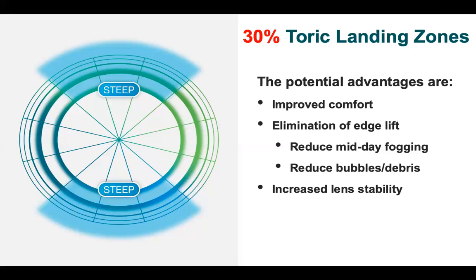Las ventajas de poder adaptar un lente con aterrizaje tórico es el mejorar la comodidad del lente, la eliminación del edge lift o el levantamiento del lente, que esto a su vez nos va a reducir el midday fogging o cuando se emborrona a mediodía, y poder reducir burbujas o debris adentro del lente. Y lo mejor es que nos va a dar, cuando tenemos esa toricidad, una mejor estabilidad sobre el ojo.